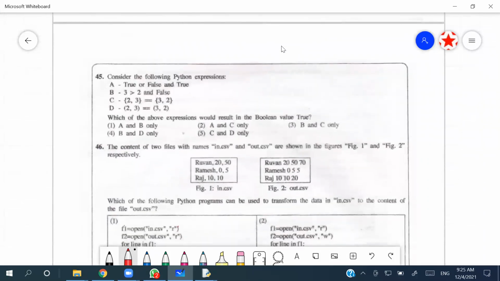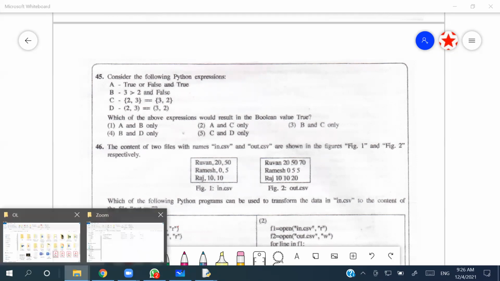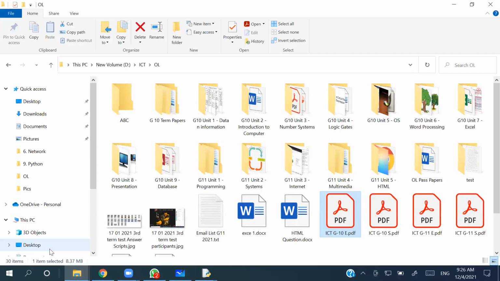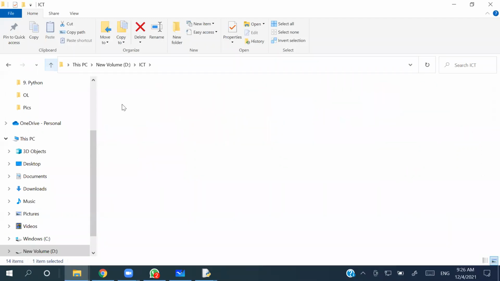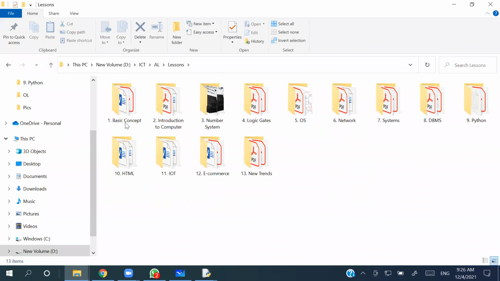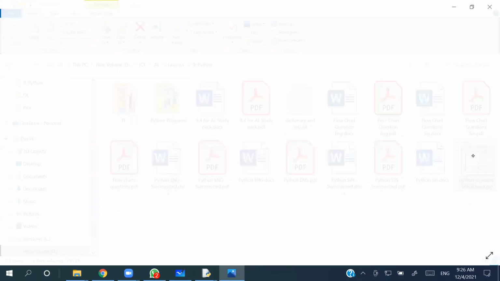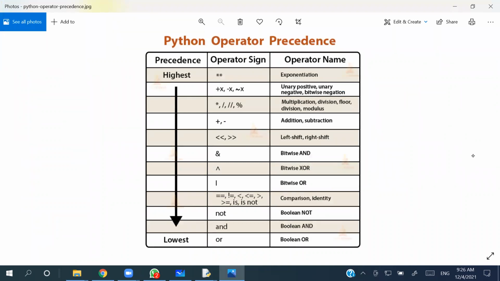Okay, so the 45th. Consider the following Python expression: true or false and true. Now, hold on. As I remember, or and and have the same priority. Let me check, people. Ah, no, it goes the other way around. So not, and, and or, right? This is the way that Boolean not, Boolean and, and Boolean or are going to work. Not is given the highest priority, and is given the next, and or is given the last.